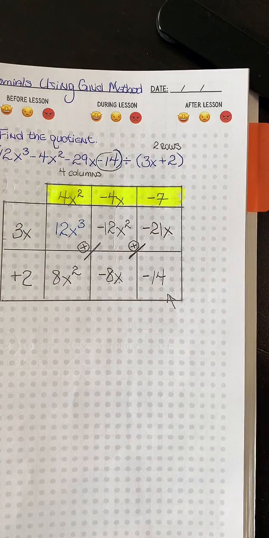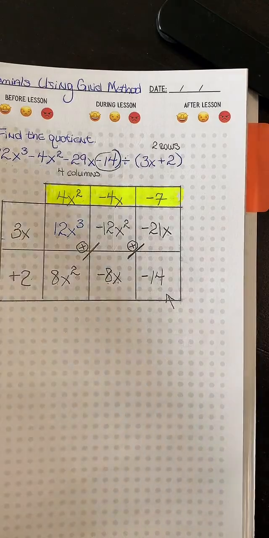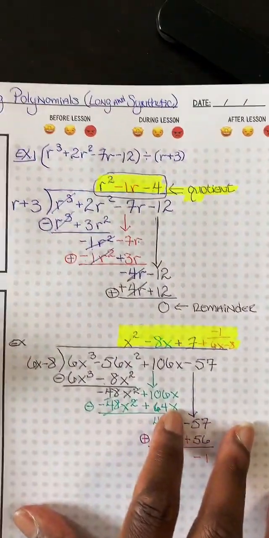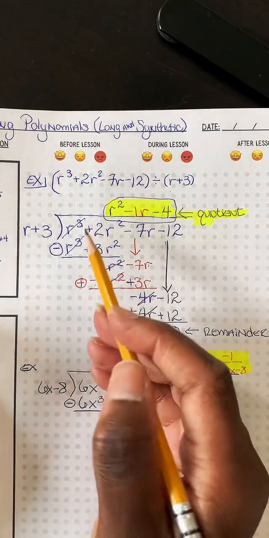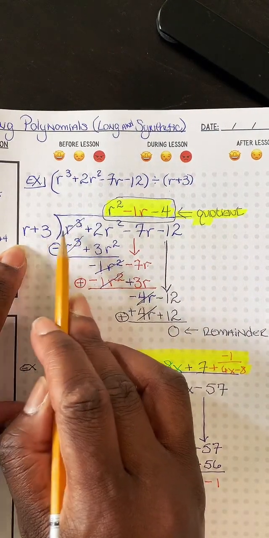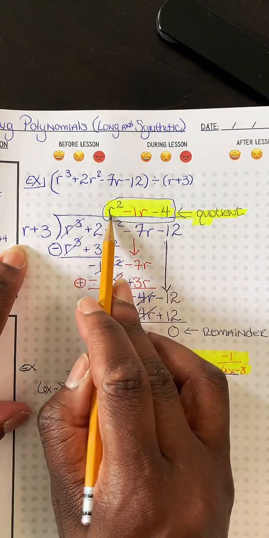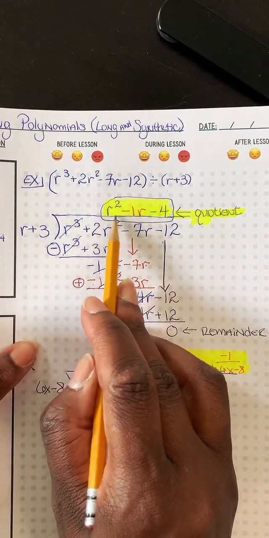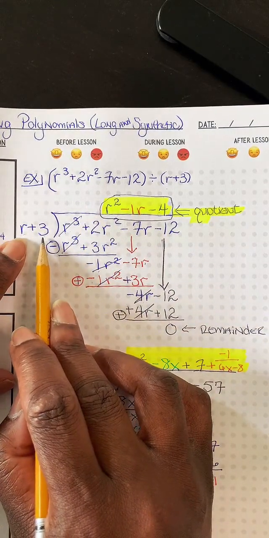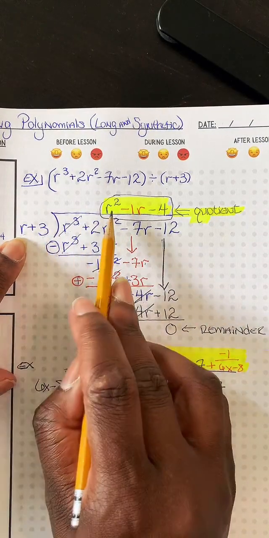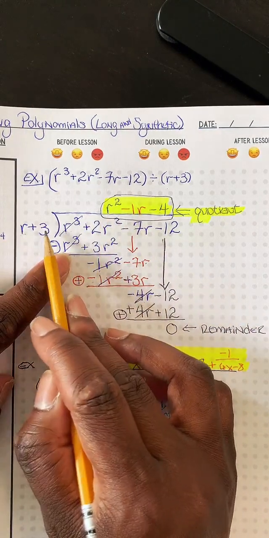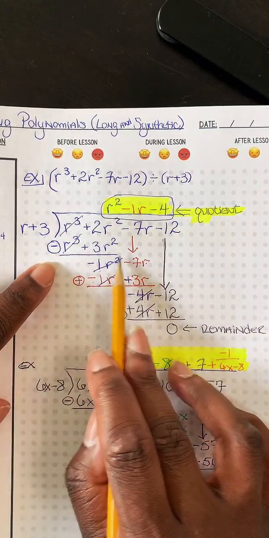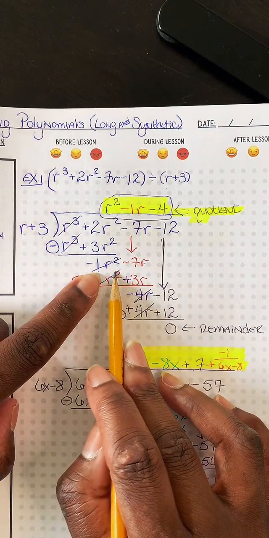Okay, the long division method. I'll try to do it like a quickie. All right, so if you're dividing, here's your quotient. The first thing that you're doing, if you divide these two, just like how we did in the box method, you'll get your r squared. We're going to take that r squared and multiply it to everything in your divisor. So r squared times r gives me r cubed. R squared times 3 gives me 3r squared. Then you subtract. Repeat over again.